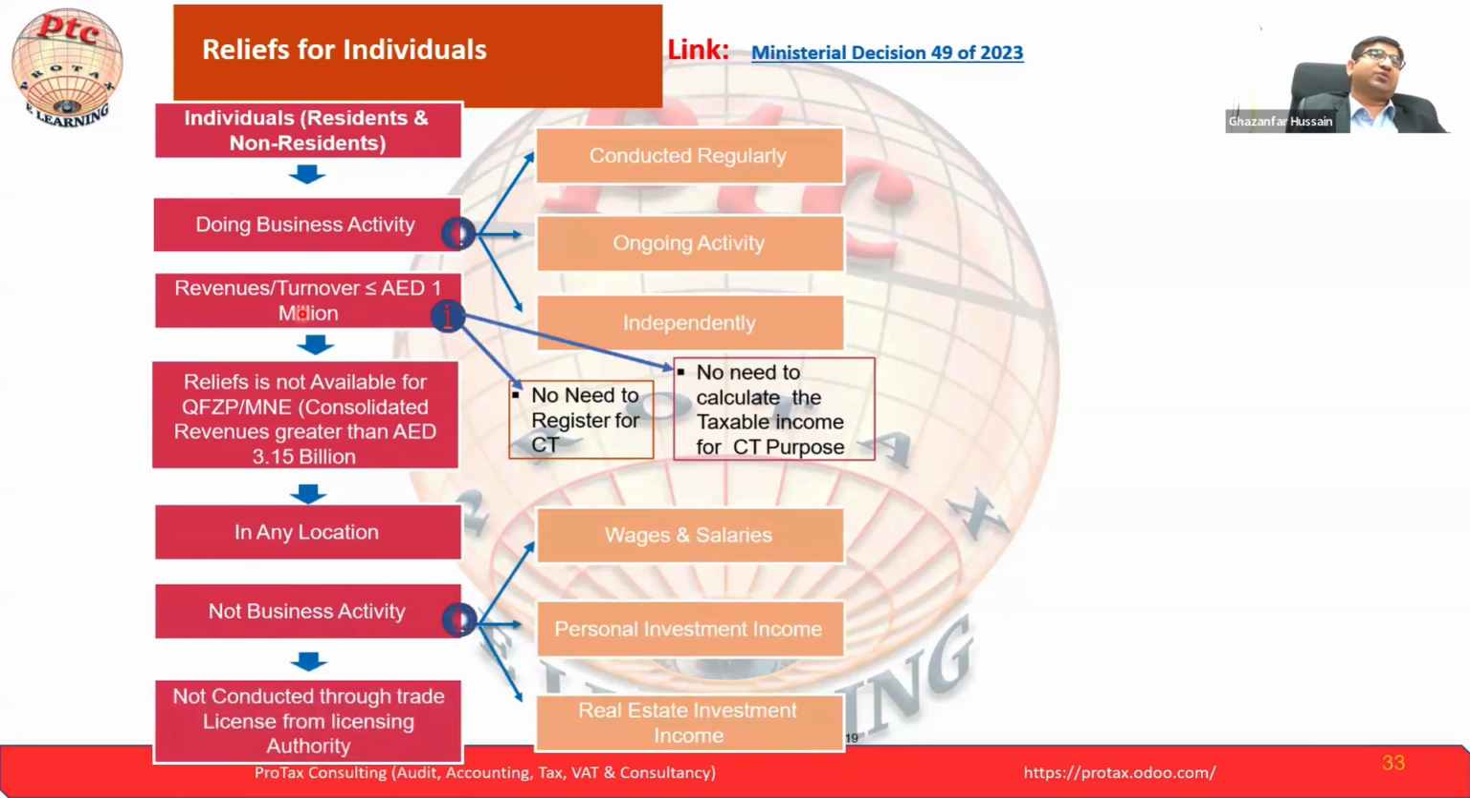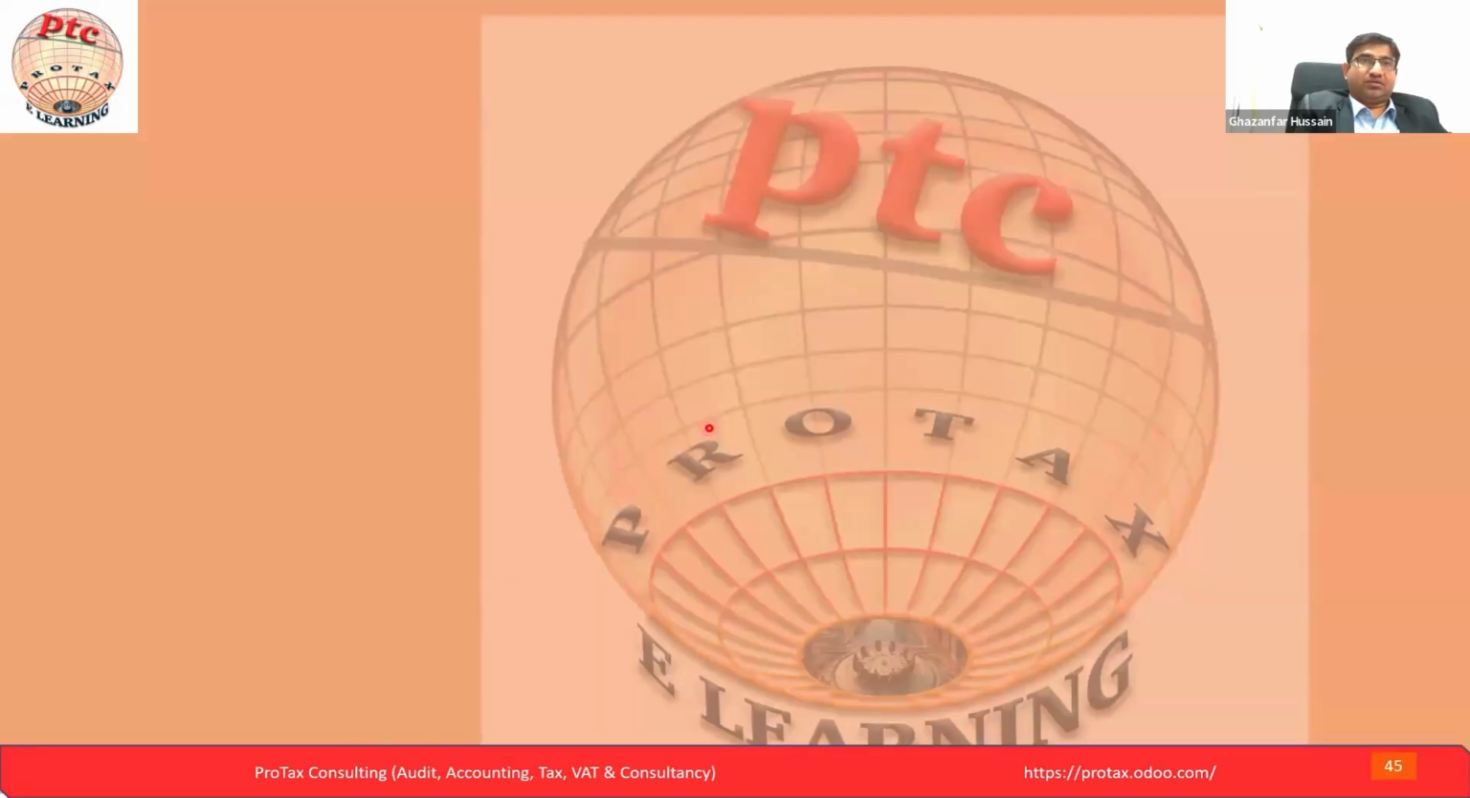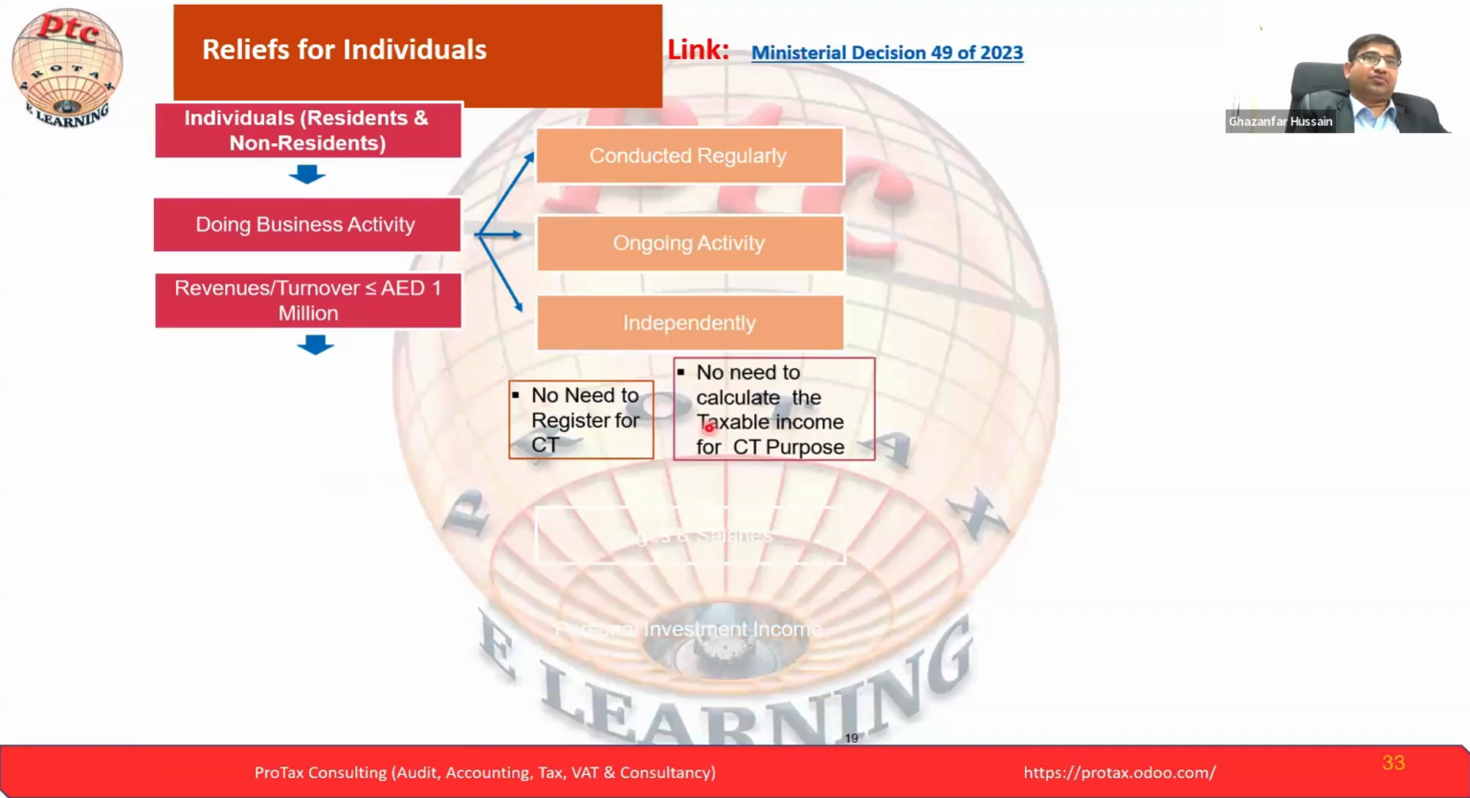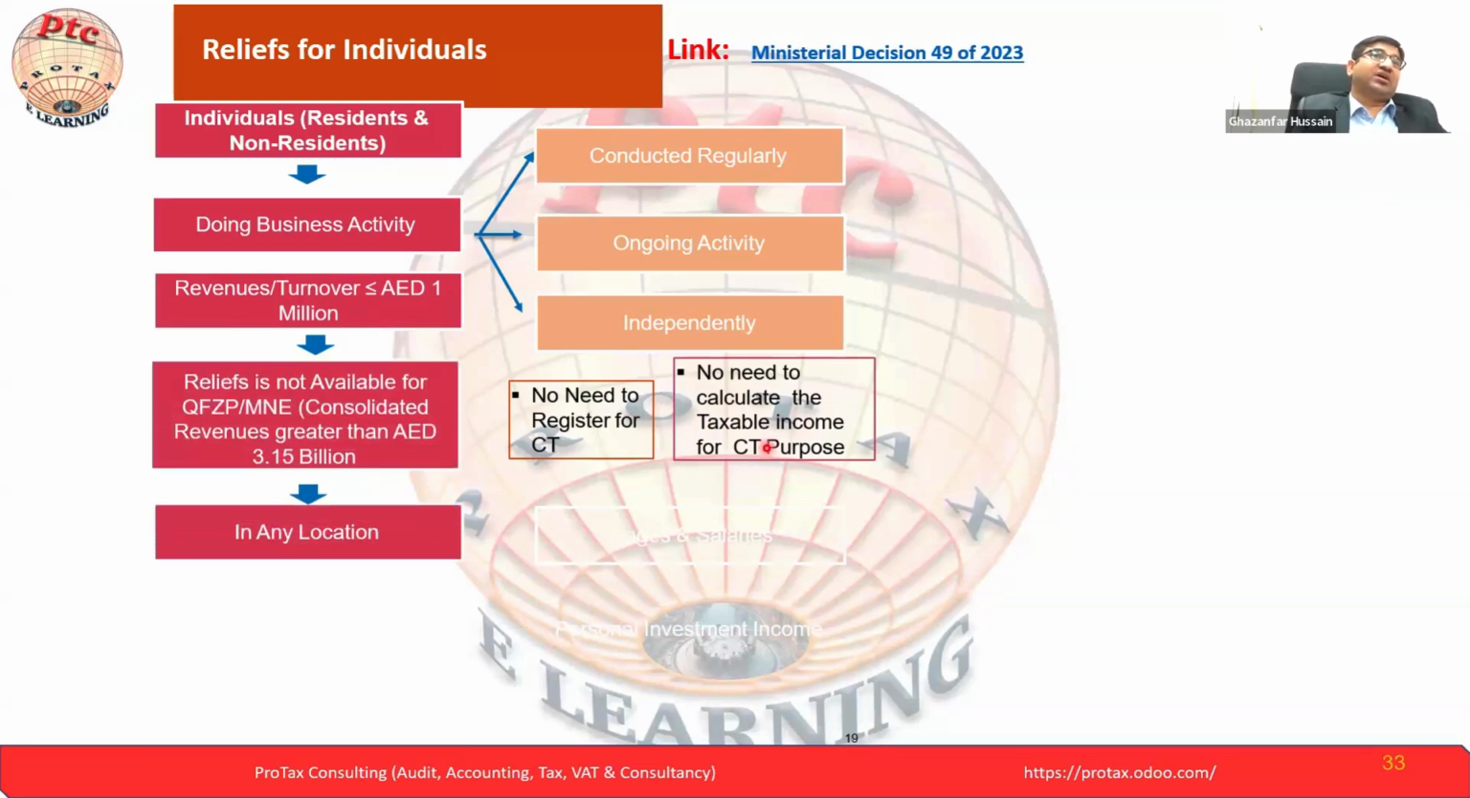So this is the point I want to explain. The revenue is less than 1 million. No need to register for the city. No need to calculate the taxable income for the city. I'm just going back. Okay. If the revenue is less than 1 million, no need to register for the city and no need to calculate the taxable income for city purposes. Now the next point, relief is not available.